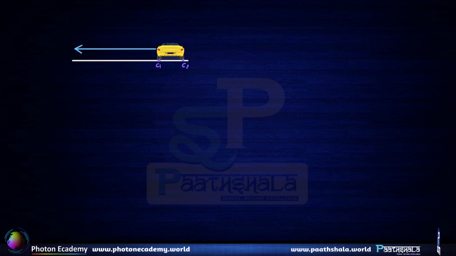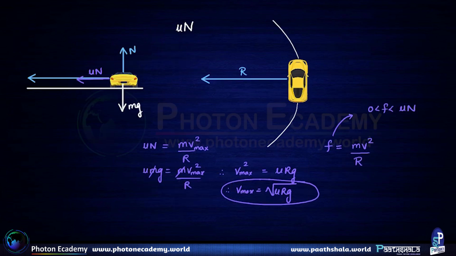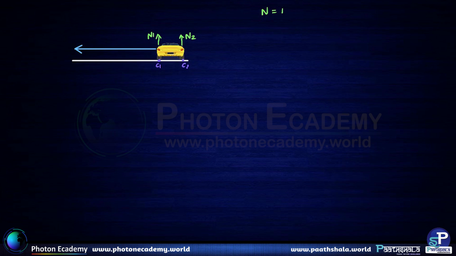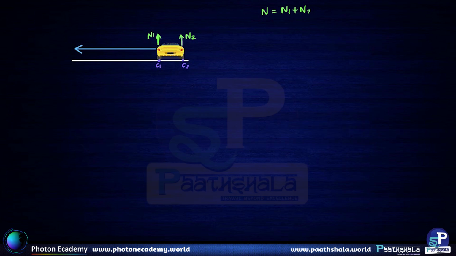With respect to the point C1, there are 2 normal reactions that constitute the normal reaction N. There is this N1 and there is this N2. So the normal reaction that was shown over here, N, is going to consist of N1 and N2. So we can understand that N1 and N2 are going to be different. Let us see and understand why and how. So this is the mg that acts in the downward direction.